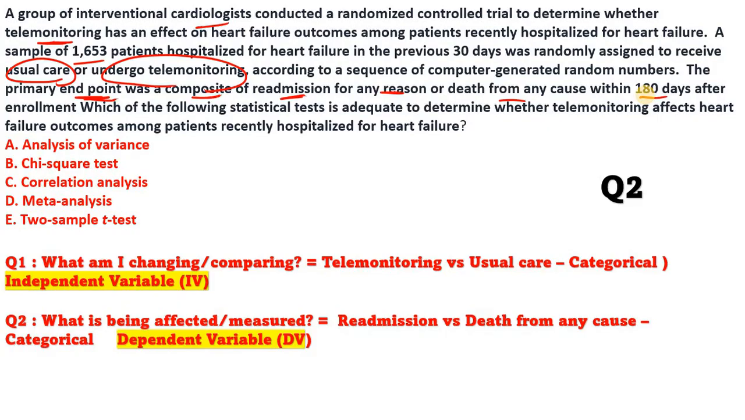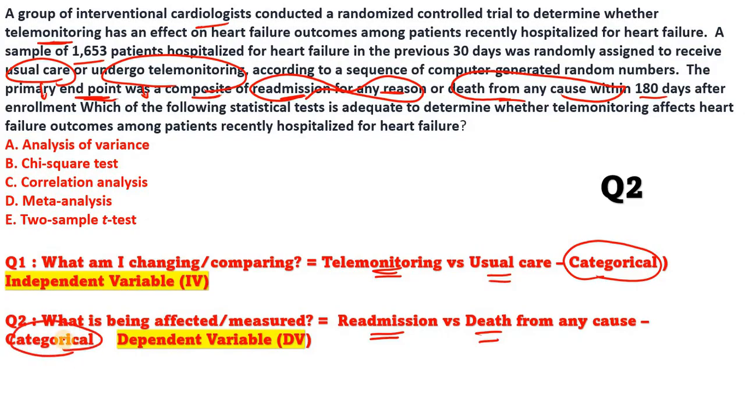Here we have to ask these two questions. What are we comparing? Here we are comparing between the usual care and the telemonitoring. These are two groups, so your independent variable here is categorical. What's being affected or measured? What is the outcome? What is the endpoint? The endpoint here is the composite of readmission for any reason or death from any cause. So there are also two groups, readmission or death from any cause. So the dependent variable here also is categorical.